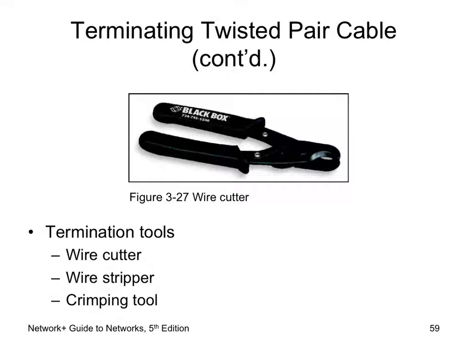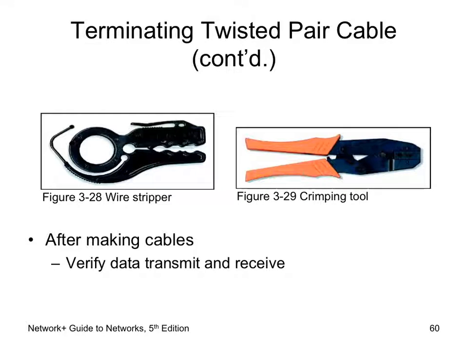Here are some of the tools we'll use: wire cutter, wire stripper, crimper tool. On the left is the stripper for the wire, and the crimper tool is on the right. We'll talk about places you can buy them here in town. They're not real expensive. After making cables, we'll use a tester. You literally plug the cable in and turn the tester on. It'll tell you if it's good or bad, and it'll also tell you the length of the cable as soon as you plug it in.